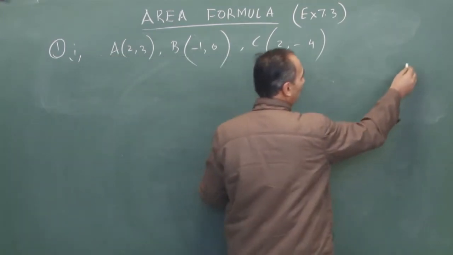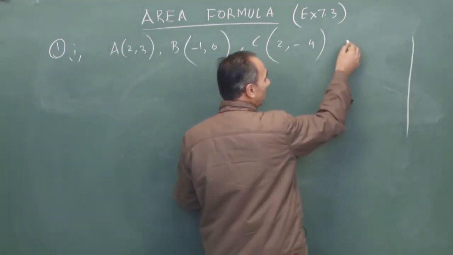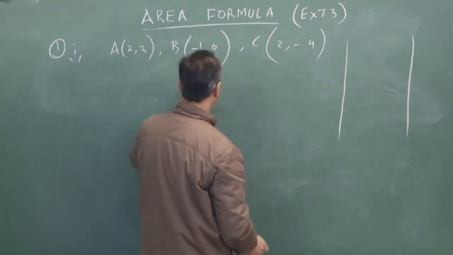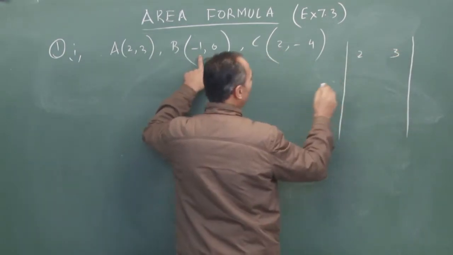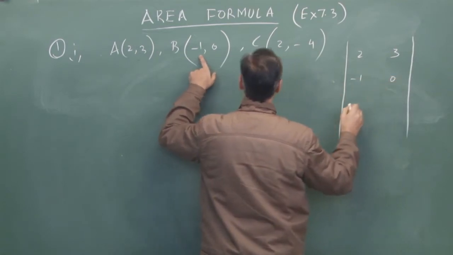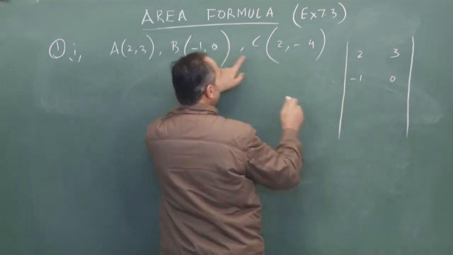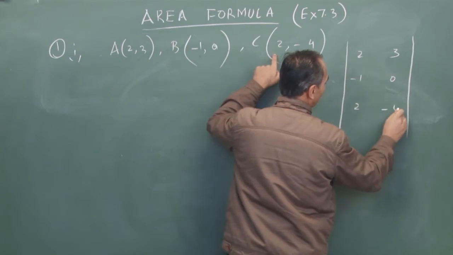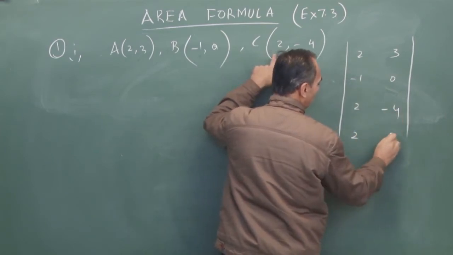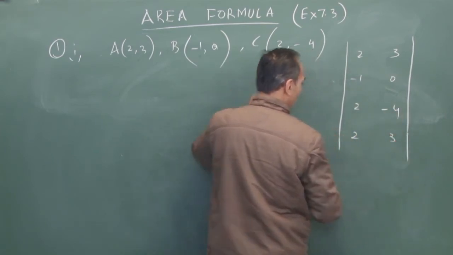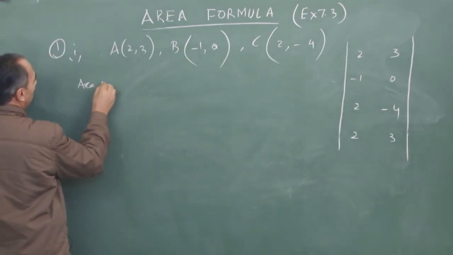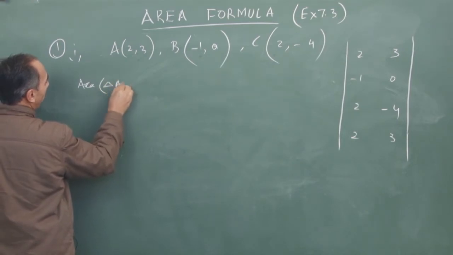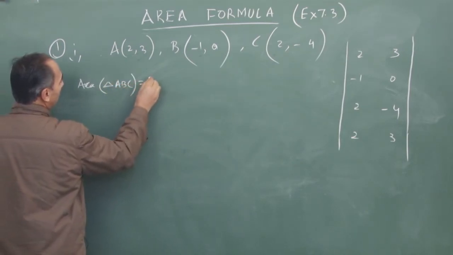So what I do, I follow the column method as I said. Let me take coordinates of A, that's 2, 3. Coordinates of B, minus 1, 0. Coordinates of C, 2, minus 4. Then again you write coordinates of A. Now we say area of triangle ABC, that will be 1/2.